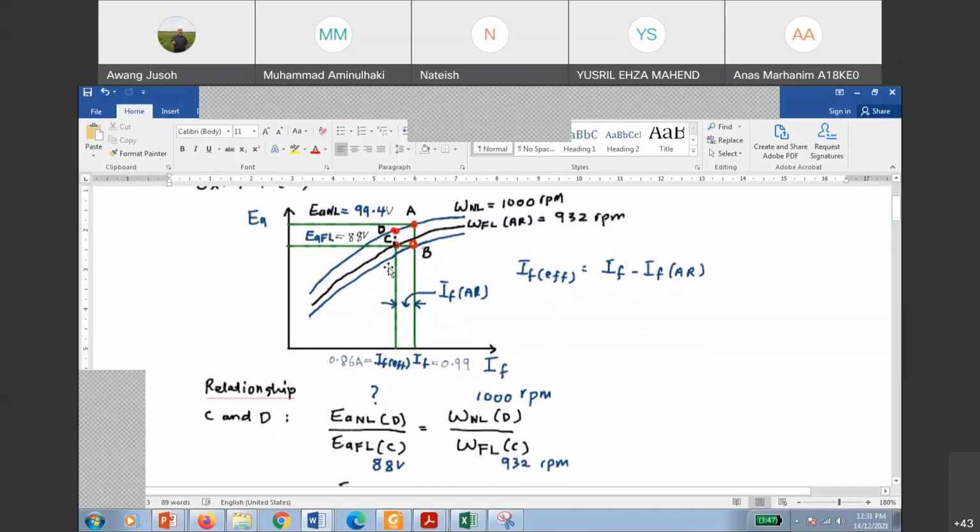So you can use this relationship between C and D. Ea at point D equals Ea at point C, which is full load, multiplied by speed at D divided by speed at C. Understand? This relationship we know from previously. Ea no load at point D we don't know yet, you're going to find this. Ea full load at C we know previously is 88 volt, speed at no load we know already is 1000 rpm, and the speed at C we calculated previously is 932 rpm, right?